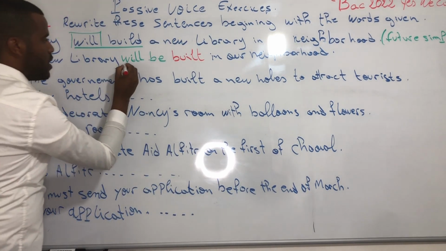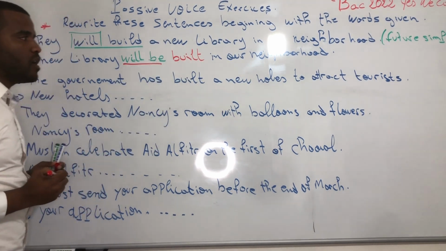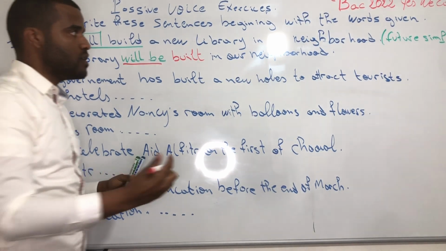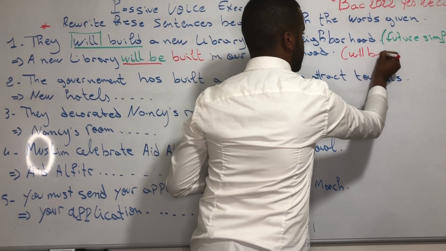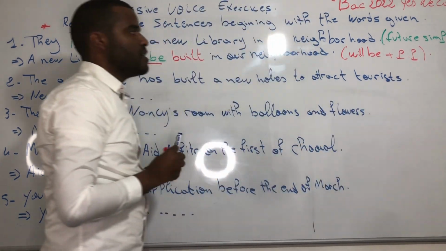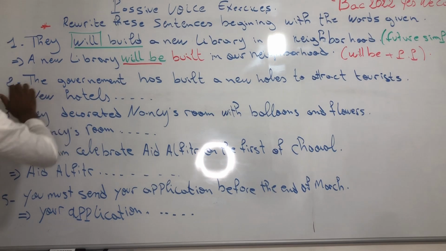The rule that we follow: we put will be plus the past participle of the verb. So when we have a sentence in simple future, this is the rule that we are going to follow: will be plus the past participle of the verb, as we saw in our previous videos. So we move to the second one.